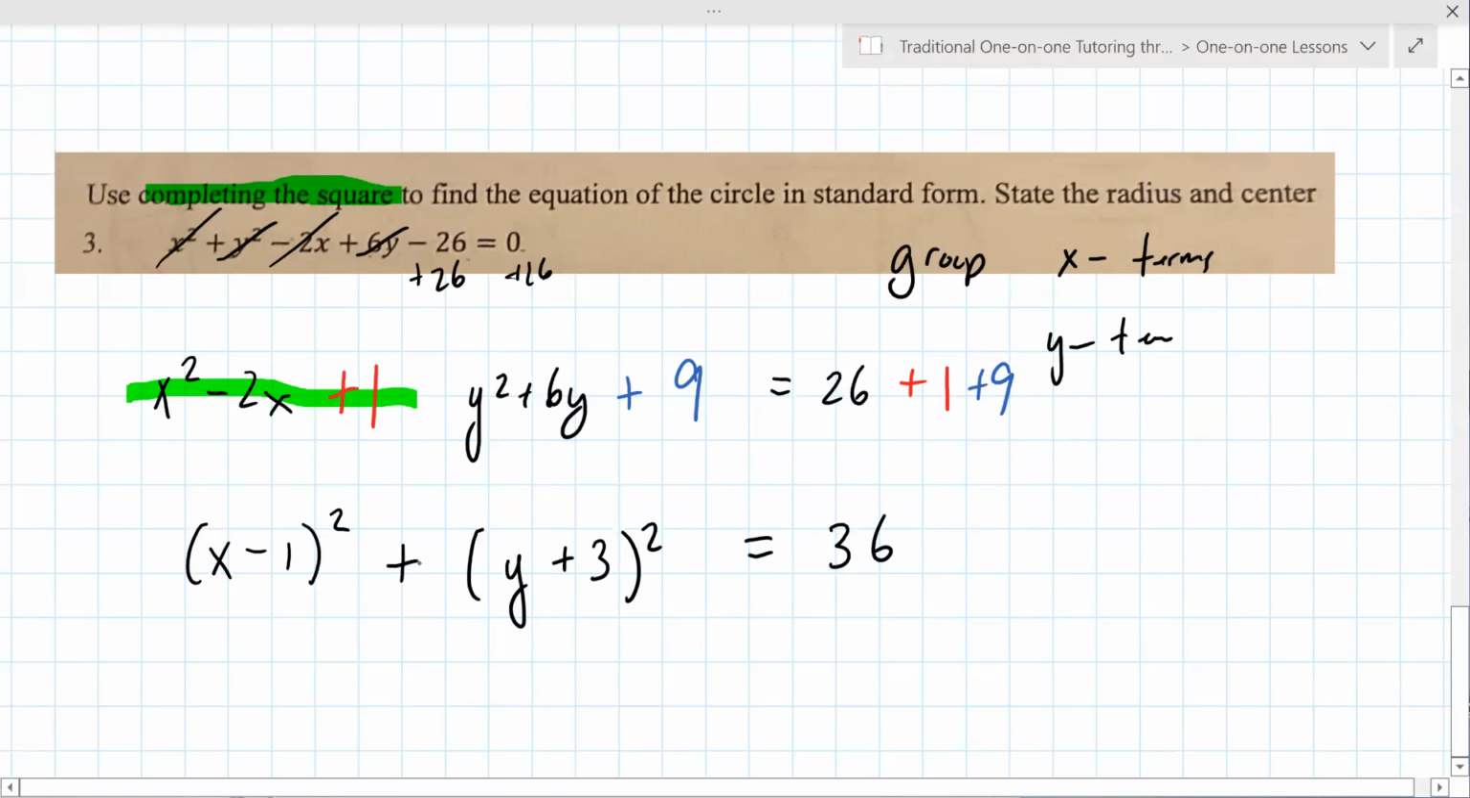So 36. Okay. So now it's reasonable for me to ask you, just like I did before, what's the center and what's the radius? Actually, that's what it asked: the radius and the center. The center is +1 and -3, and the radius is 36. Nope, 6. It is 6.